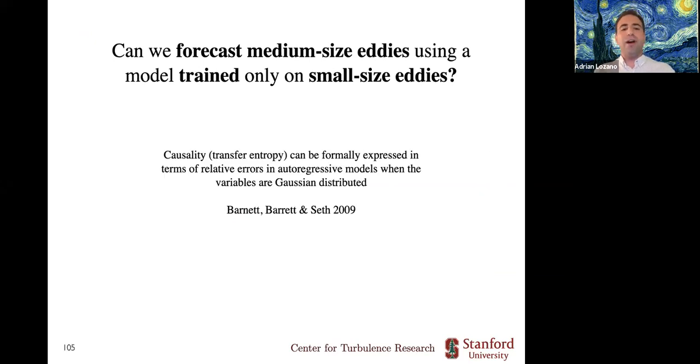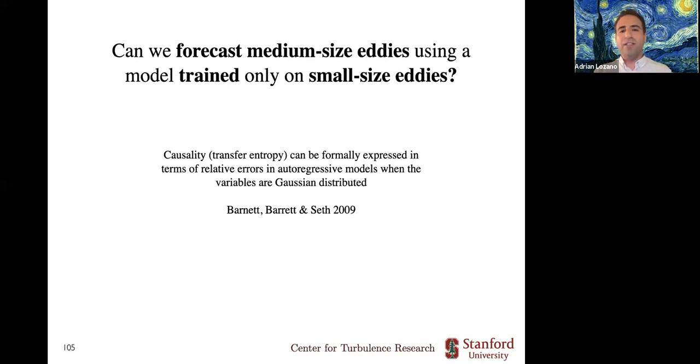That can be done somehow. There is indeed a theorem by Barnett, in which this causality, as we have defined with transfer entropy, can be formally proved to be related to the relative error in an autoregressive model when these variables are Gaussian. So if the variables are close to Gaussians, you can prove this exactly. If not, you cannot, but still there is some intuition that this is still going to work.